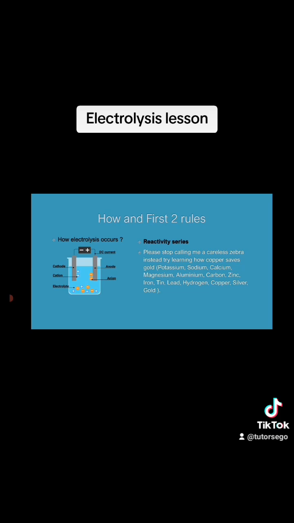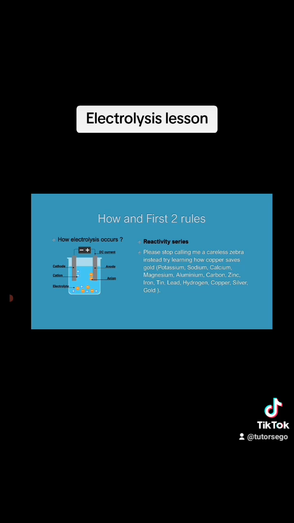You have to master your what? Your reactivity series. Okay, so I'm going to start with the most reactive to the least reactive. So the most reactive is potassium, and then the least reactive is gold. So there's a statement that I wrote there. Please stop calling me a careless zebra. Instead, try learning how copper saves gold.